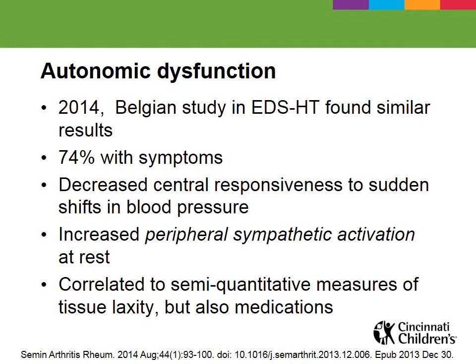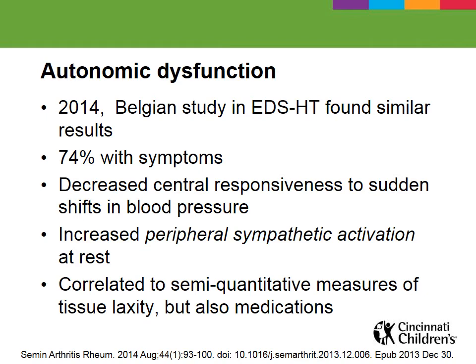A more recent study in 2014 looked at patients identified as having Ehlers-Danlos hypermobile type. So this is the older definition. And what they found was that there were similar results. They had 74% of their patients having symptoms. And in trying to pick apart this problem even further, they demonstrated that there was a decreased central responsiveness to sudden shifts in blood pressure. In other words, the central control of that system was not being adequately activated.